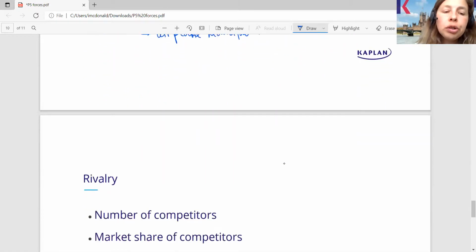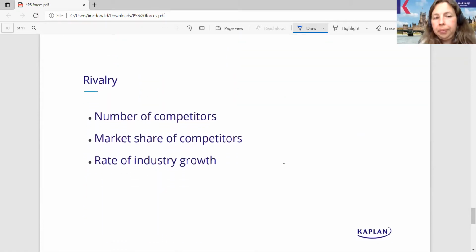The final force is rivalry. So here we're thinking about the degree of competition in our industry. As we said, the greater the degree of rivalry, the degree of competition, the less profit a company will make. So we need to consider the number of competitors. If your organization is a monopoly, then life is much easier. You are able to charge a higher price, but in practice, monopolies tend to be regulated.